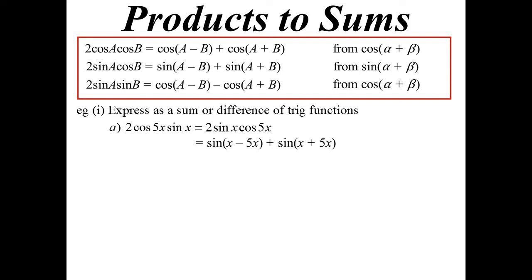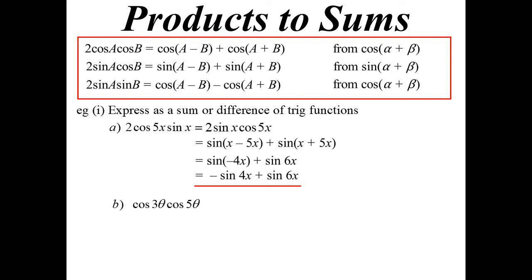That again is why I always rewrite it as sine cos. So I make sure I know that's the order, x, 5x. I get sine minus 4x, but of course sine is an odd function, so I can make that a little bit neater, and I get minus sine 4x plus sine 6x.